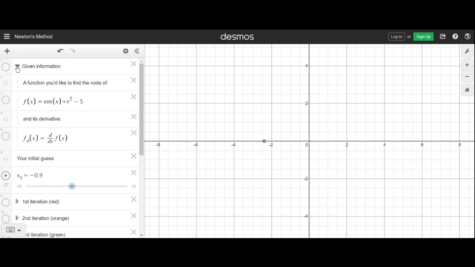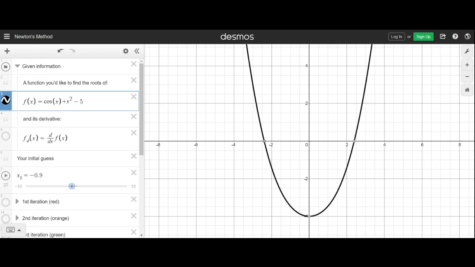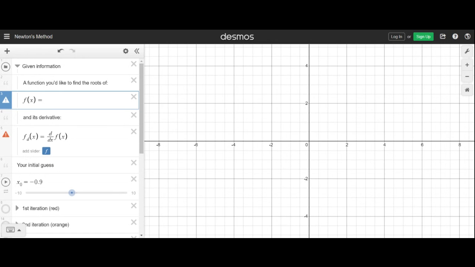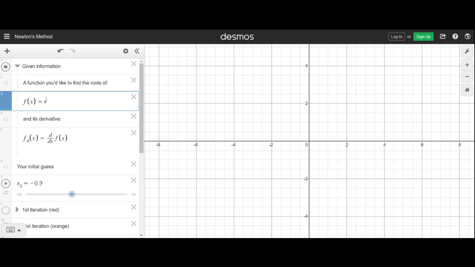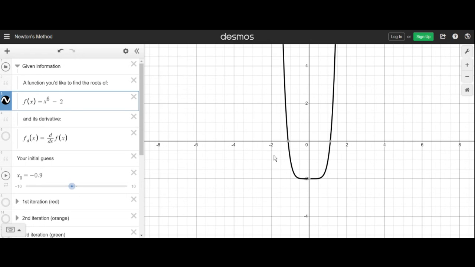So okay, given information. I want to change my function here. Okay, so I'm going to click on this. See, I click on it, it shows the graph, but I'm going to change my function into x to the 6th power minus 2. Okay, there's that function. And find its derivative. Desmos will get the derivative.